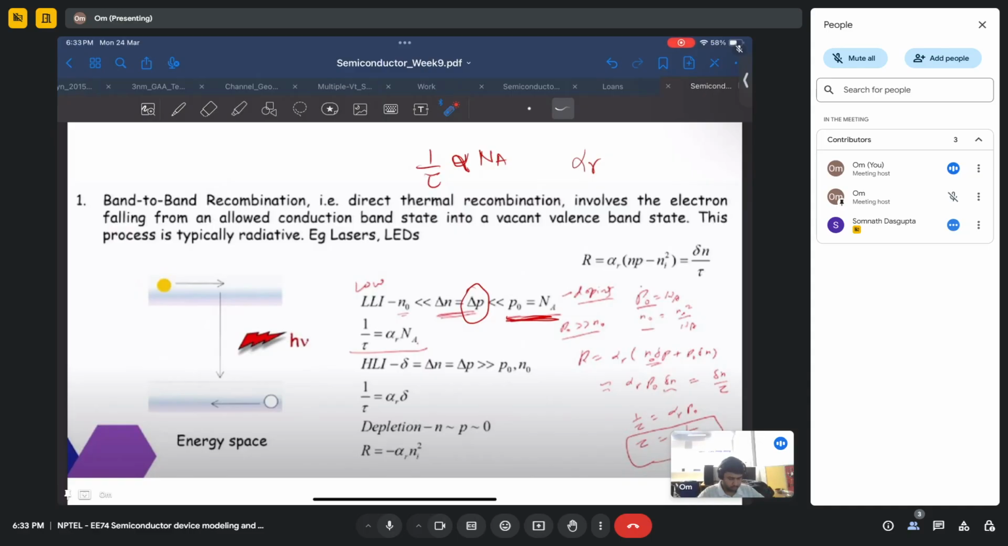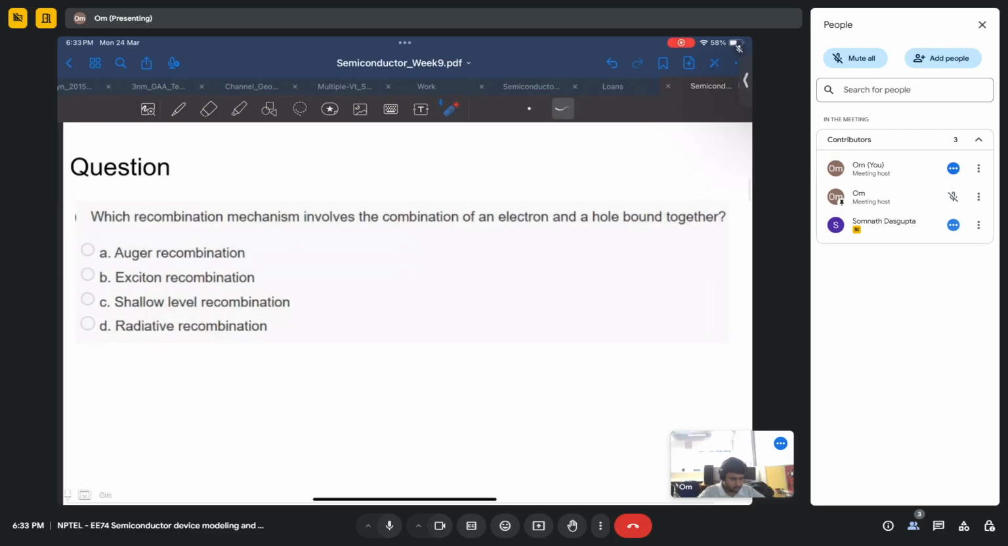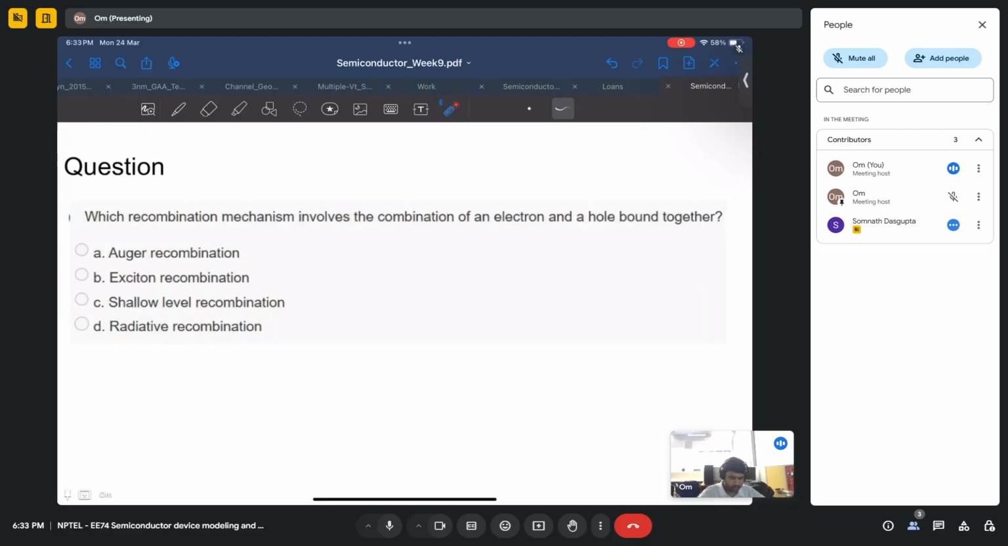Okay. So let's move on to the next one then. Next question is, which recombination mechanism involves the combination of an electron and a hole bound together? No, this is something different from our recombination. It is exciton.